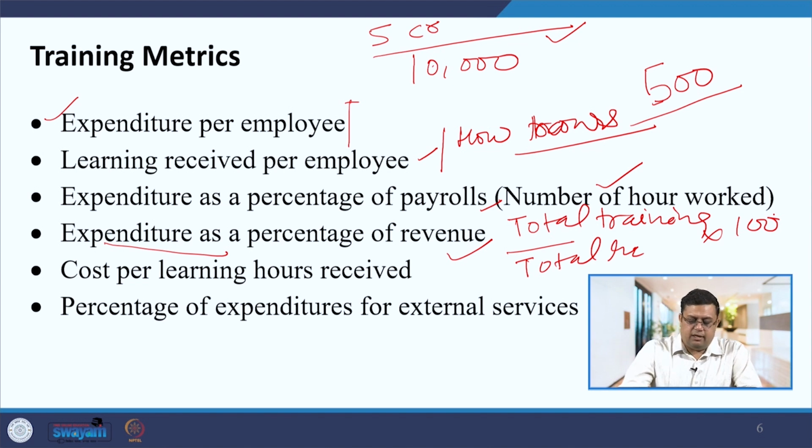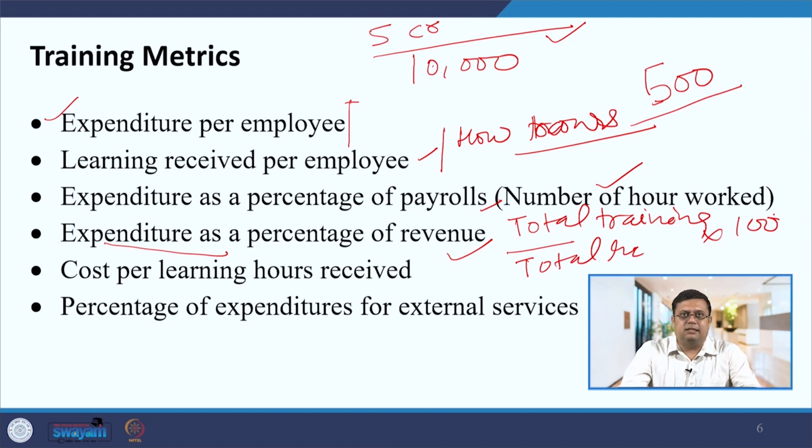Cost per learning hour received. For how many hours our trainings are given. So, total cost divided by number of hours. Once you divide the total cost by the number of hours, the cost per hour will come. So, if you have to give a 1 hour training to your employee, then what will be the cost.